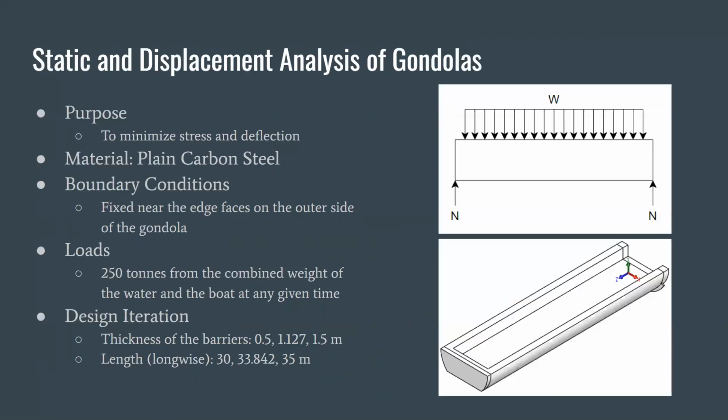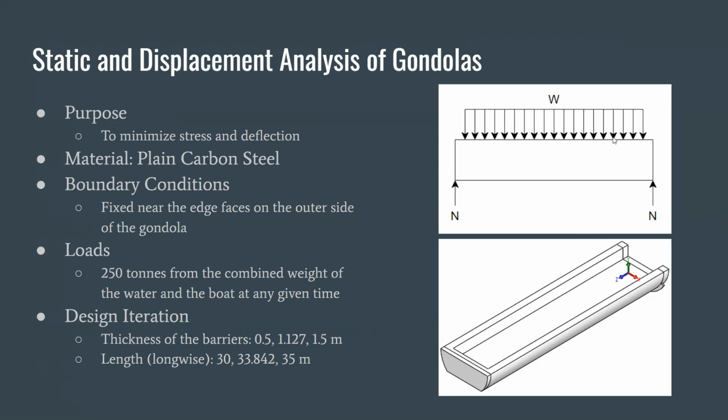Next slide, please. So static and displacement analysis was done to minimize the stress and deflection of the individual gondolas. Its material was set to be plain carbon steel, and it's fixed near the edge faces on the outer side of the gondola where it makes contact with the arms. There was a 250-ton distributed load applied to the top of the gondola, which simulates the combined weight of the water and the boat at any given time.